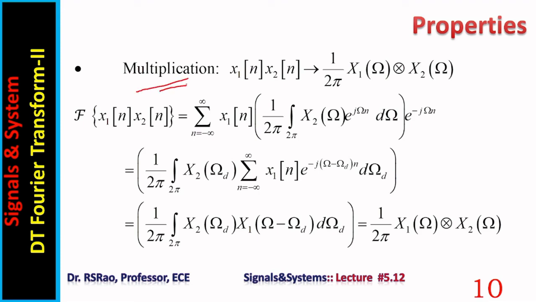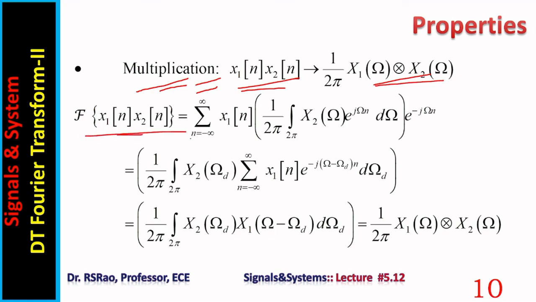Multiplication in time domain. Transform of product x1 and x2 is equal to 1 by 2 pi circular convolution between X1 of omega and X2 of omega. To understand a little bit deeper about this property, consider transform of the product x1 and x2.